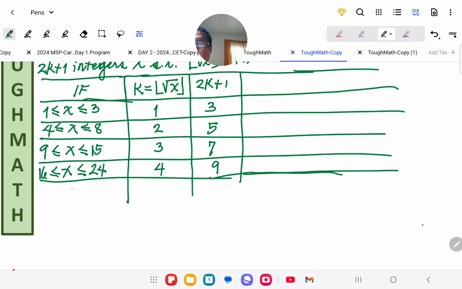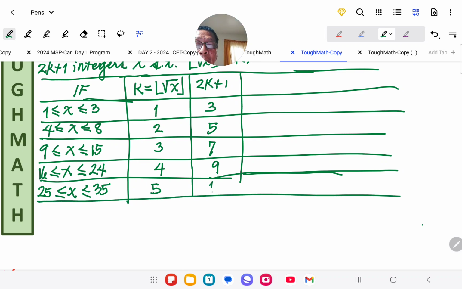And then here we have x between 25 and the next square number is 36. So we are up to 35 only. And there are 5. The greatest integer value of the square root of x is 5. And there are 11 of them.